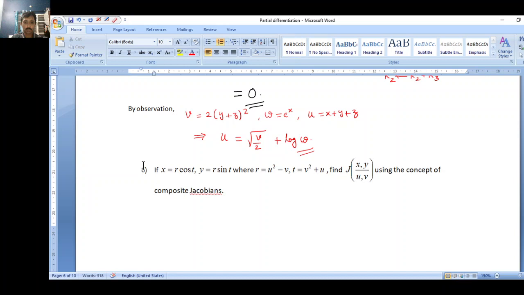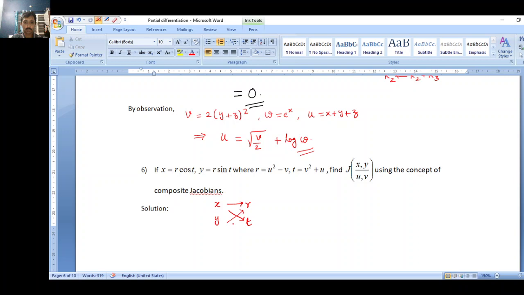I'm not going to solve the whole problem for you. The next one, I'm going to just tell you as to what exactly has to be done initially, and the rest I'm going to leave it to you. What's the question here? We are given x and y in terms of r and t, right? So x and y are given in terms of r and t. Okay, what next?